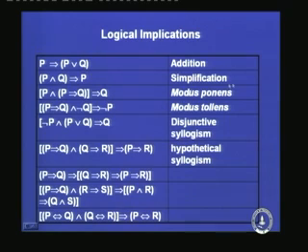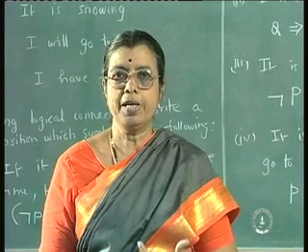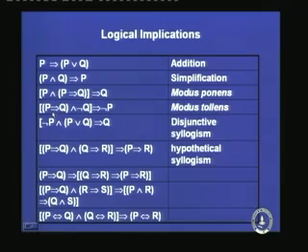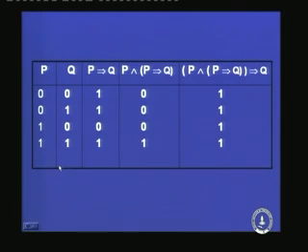And simplification is the second rule. P and Q implies P. If you have P and Q, then from that you can conclude P, because P and Q will be true only when P is true and Q is true, and so you can conclude P from that. So if you look at it as a rule of inference, then you have P and P implies Q implies Q. This is called modus ponens. Let us draw the truth table and see how it looks.